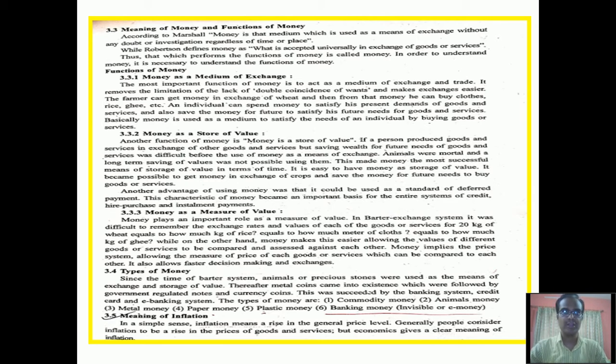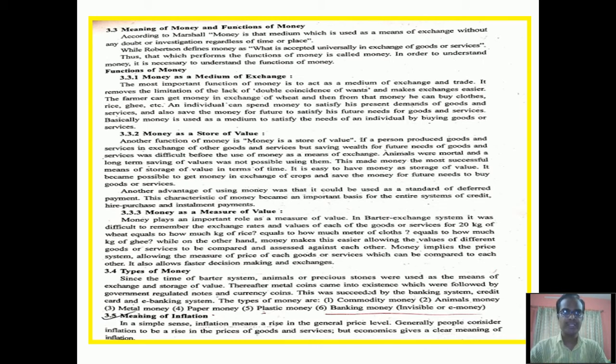Now, money as a measure of value. Money plays an important role as a measure of value. In the barter system, it was difficult to remember the exchange rates and the value of each good and service. 20 kg of wheat equals how many kg of rice, equals how many meters of cloth, equals how many kg of ghee. On the other hand, money makes all this very easy, allowing the value of different goods and services to be expressed. We can find the price of the economics textbook at 33 rupees, the digest at 55, 40, 50, and then your pencils, boxes, bags and fees are also in terms of money. So money in its role of measuring value is very, very important.